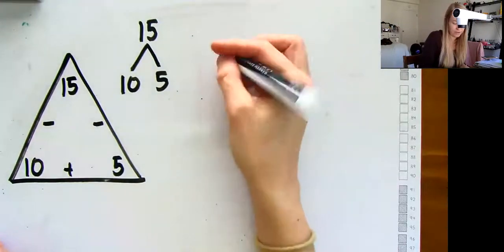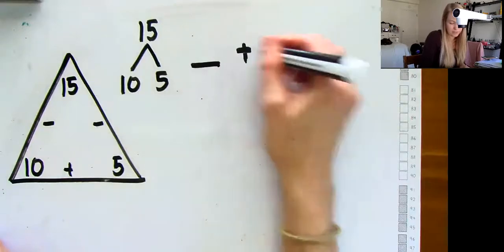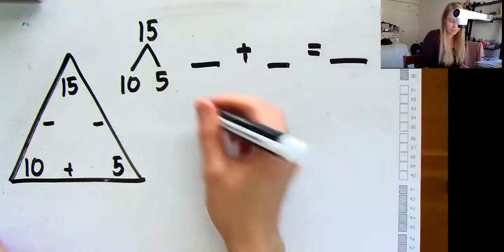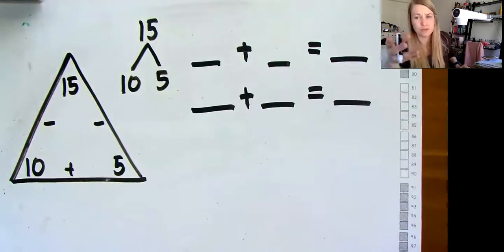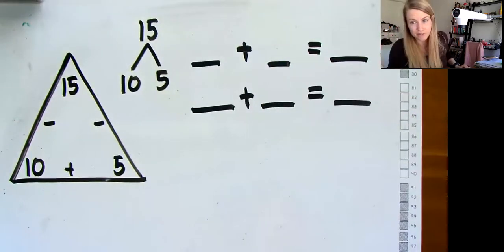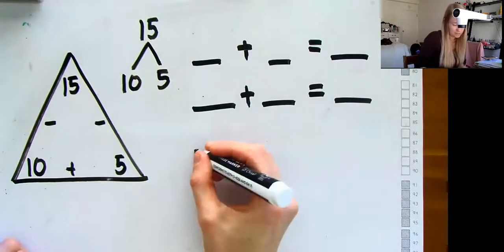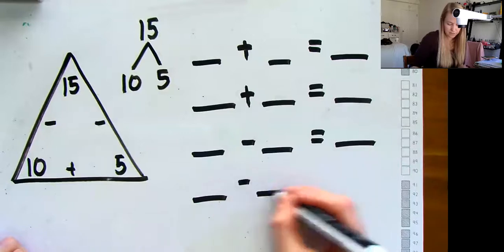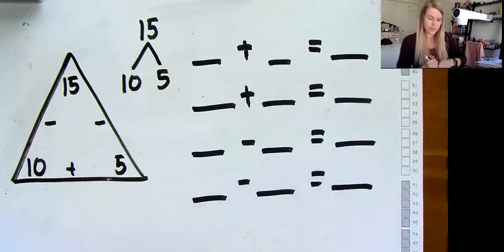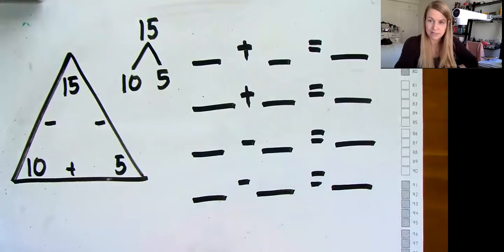So you'll have blank plus blank equals blank, blank plus blank equals blank. You're not writing blanks though, you're writing the numbers. I'm writing blanks so that you have time to do this. And blank minus blank equals blank, blank minus blank equals blank. If you're still working, pause the video because I'm going to fill these in.